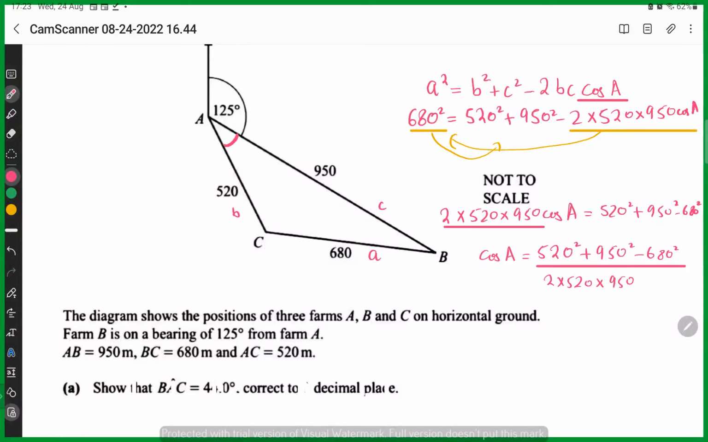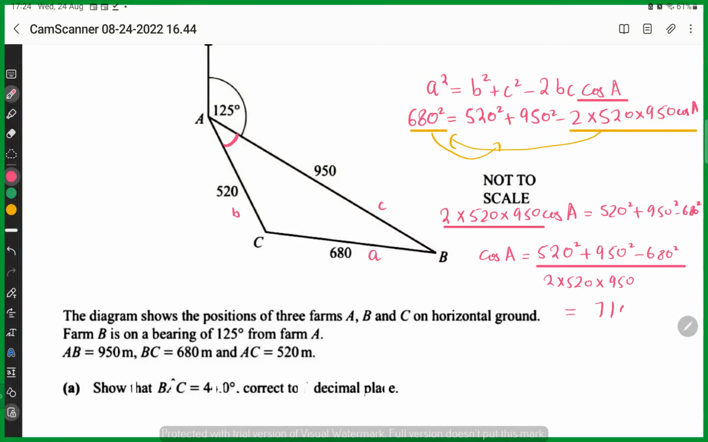Now hold your calculators, all of you. They should be in your hands. 520 squared plus 950 squared minus 680 squared. Do not press the division button, because if you press the division button and then write 2 multiplied by 520 multiplied by 950, there would be an issue pertaining to BODMAS. The calculator would think that 680 squared is being divided by 2 and then everything is being multiplied. So we won't press divide. We will just press the equal to sign.